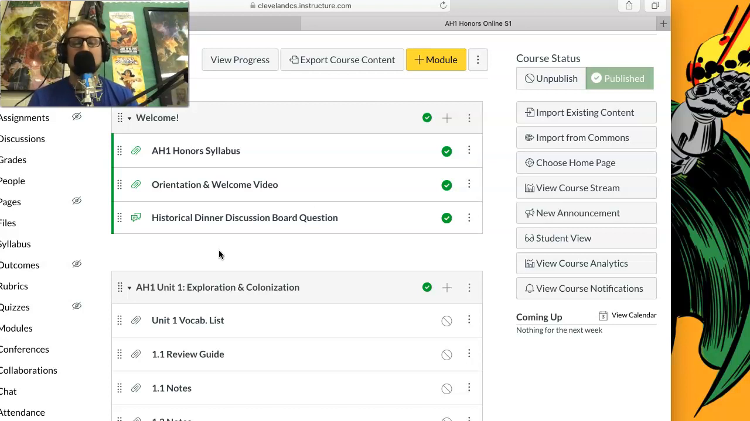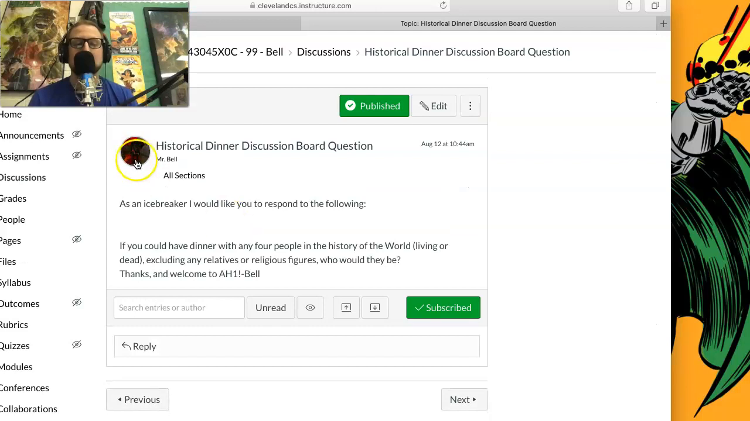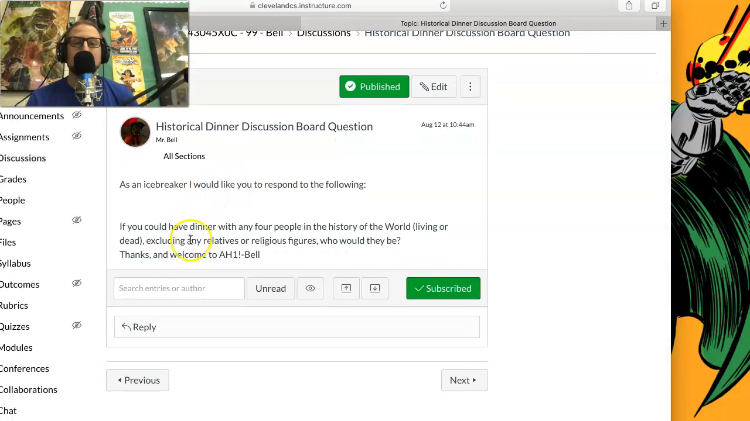So for this first discussion board question, starting out with a fun one, that's the logo of my Black Lab Storm. An icebreaker, if you will. If you could have dinner with any 4 people in the history of the world, living or dead, let's exclude any relatives or religious figures, who would they be? And welcome to American History 1.